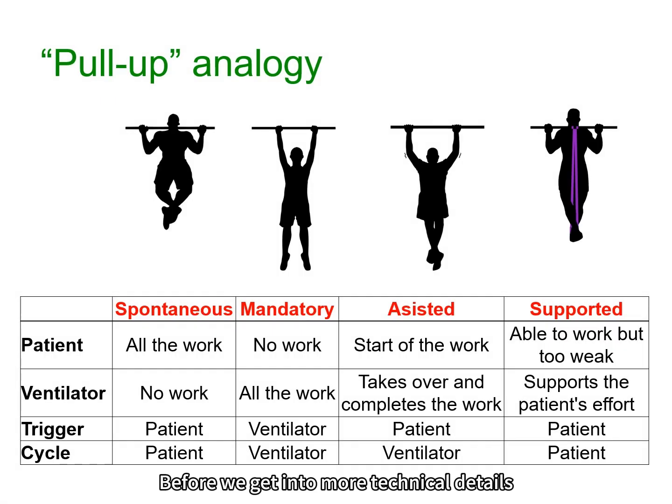Before we get into more technical details, we need to understand that there are 4 kinds of breath: spontaneous, mandatory, assisted, and supported breath. Spontaneous means that the patient breathes when and how it wants. Mandatory means that the ventilator gives breath when and how it wants. During assisted breath, the patient initiates the breath, but the ventilator completes it, and the respiratory pattern and duration is defined by the ventilator. Now, supported breath is something different.